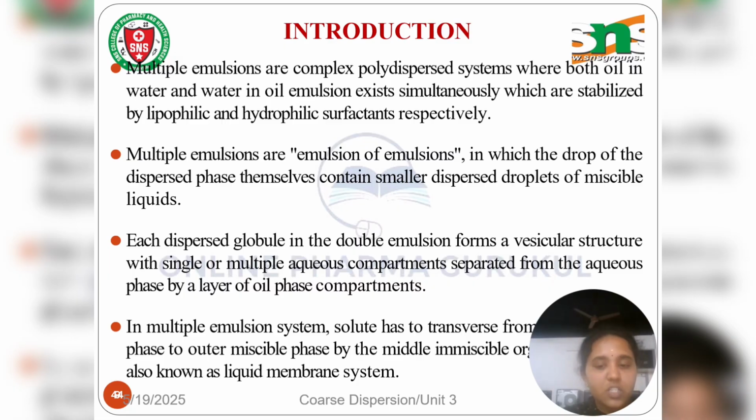Each dispersed droplet can contain smaller droplets, forming vesicle-like compartments. The inner aqueous phase is separated from the outer phase by an oil layer, creating multiple barriers. The solute must pass through the middle oil phase, making the system also known as a liquid membrane system, useful for controlled release and encapsulation.